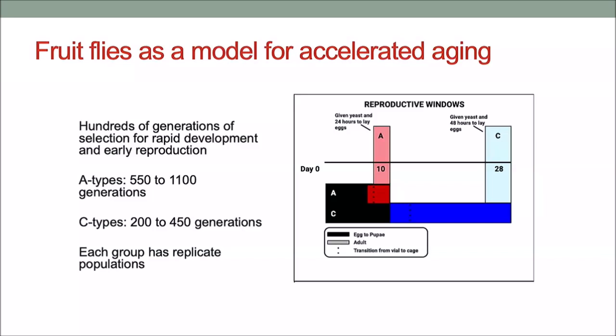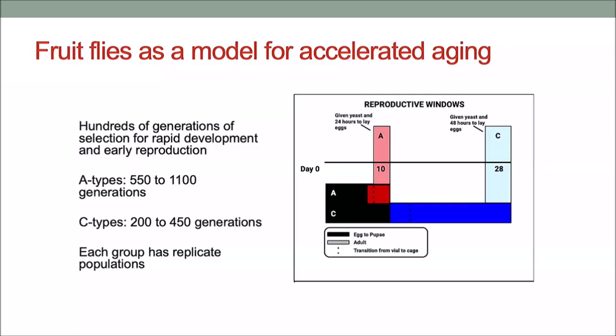And at this point, when we look at this system, we usually see very parallel responses to selection. It's very rapid, and we get really high convergence. So these new A populations that have 550 generations basically look identical to their more longstanding counterparts, despite the fact they were created years apart, right?